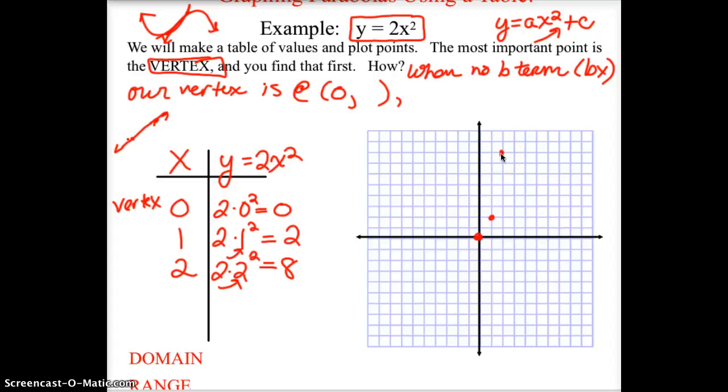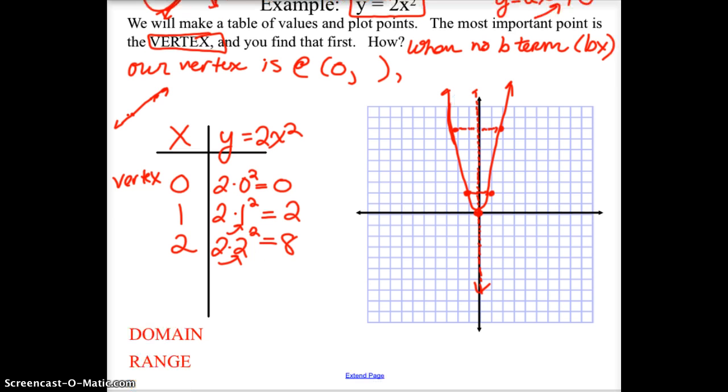Once I've got my vertex and 2 others, I'm going to use symmetry to help me graph it, because if this right here is my vertex, then my line of symmetry always goes right through the vertex. So if I'm 1 to the right to get to this point right here, if I go 1 to the left, I will have another point using symmetry. Same here, if I'm 2 to the right to get to that point, I'm going to go 2 to the left. And what that does is it gives me a really nice idea what that parabola looks like.